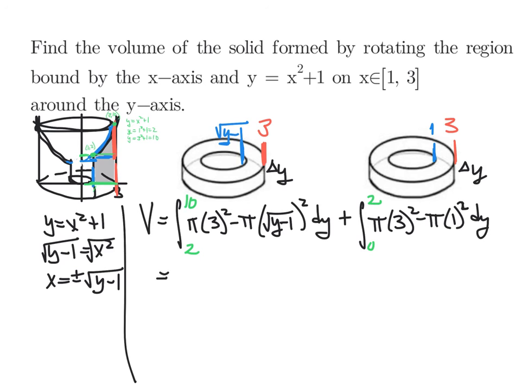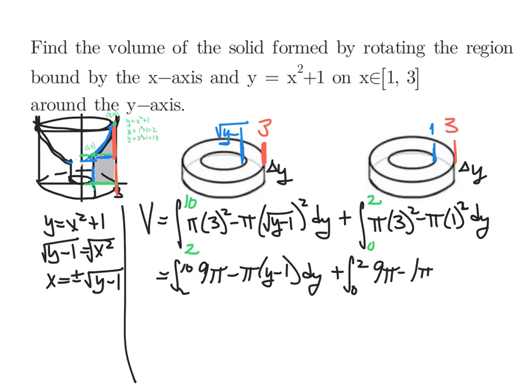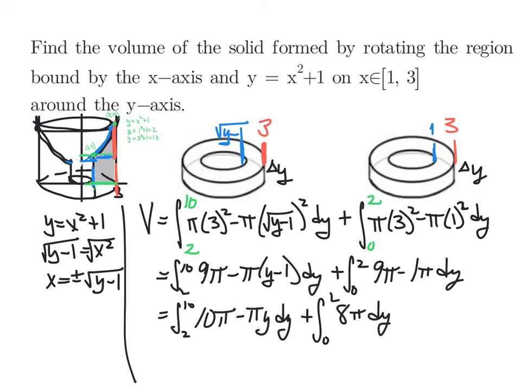There is a little simplifying that we can do before we get to calculating this integral. 3 squared is going to be 9 pi minus pi times y minus 1. And over here we'll have from 0 to 2 of 9 pi minus 1 pi. And it looks like 9 minus a negative 1 would be 10 pi minus pi y dy. And we'll have 0 to 2 of 8 pi dy.